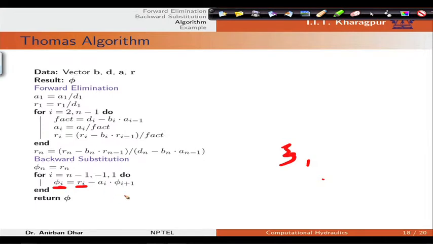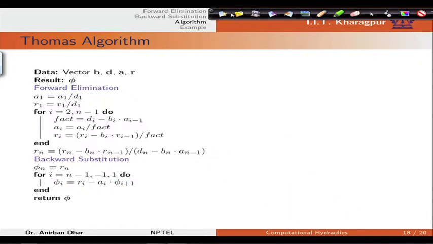So, this will give the actual value for this one because we need only phi I plus 1 value, because we have only the upper diagonal available. The lower diagonal we have eliminated and calculated as 0 value. No need to utilize it within our calculation process.